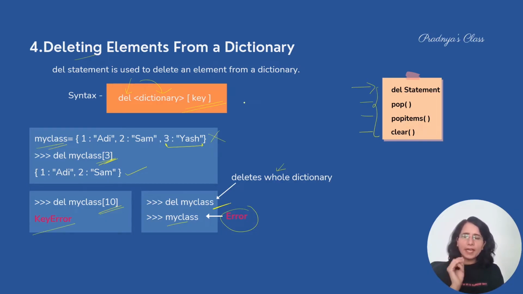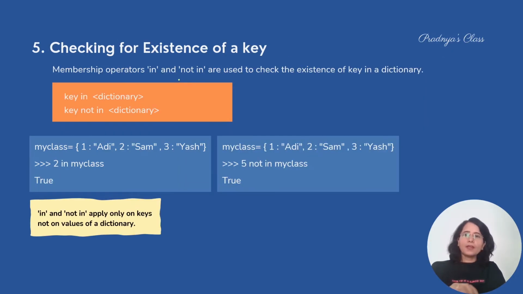So to delete an element, the key which you are specifying must exist in the dictionary. To delete an element from the dictionary, you can use the del statement. The next operation is checking the existence of a key.